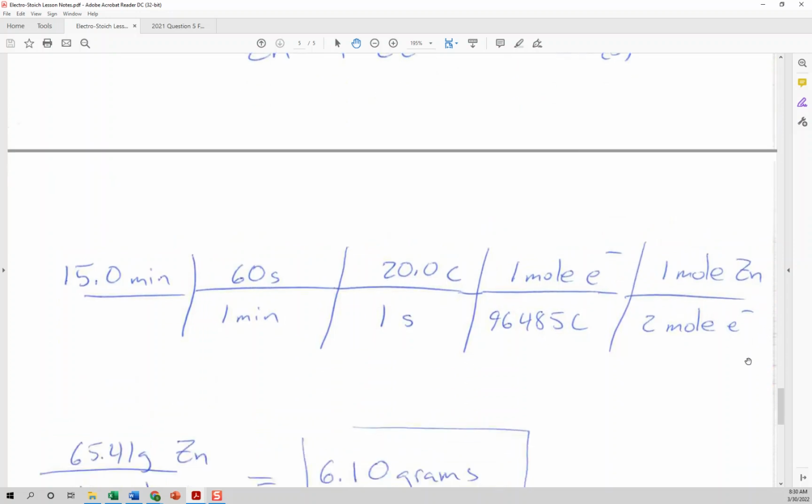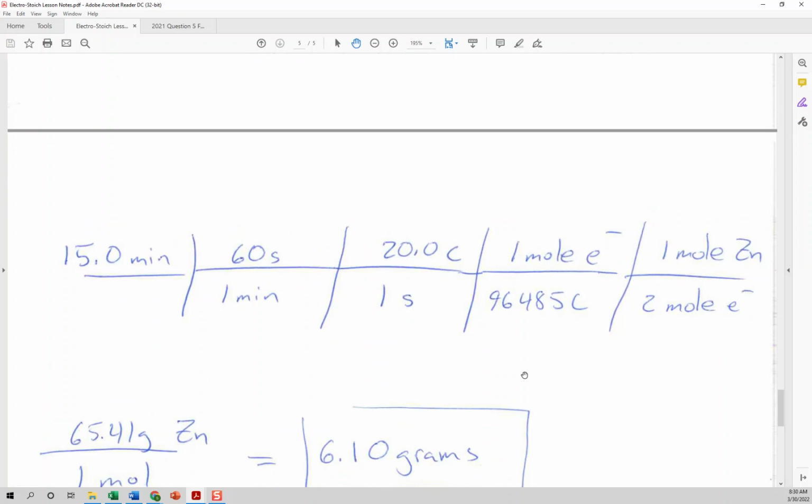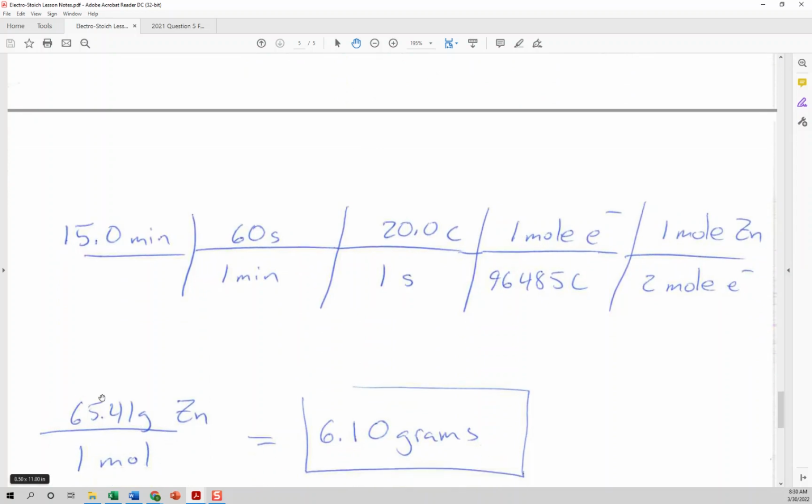And I ran out of room, so I went down here. Then what I would do is take my moles of zinc and I would multiply by the molar mass of zinc, find that on the periodic table, and we would get how many grams. So if we ran that current for 15 minutes, we would expect to get around 6.1 grams of zinc onto our metal, okay?